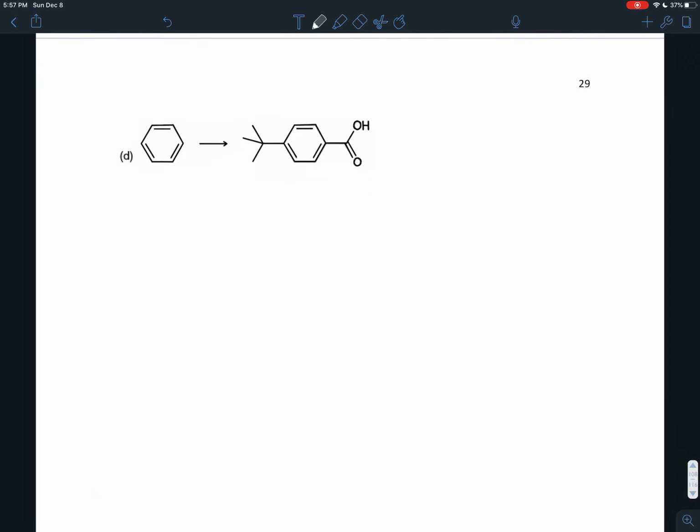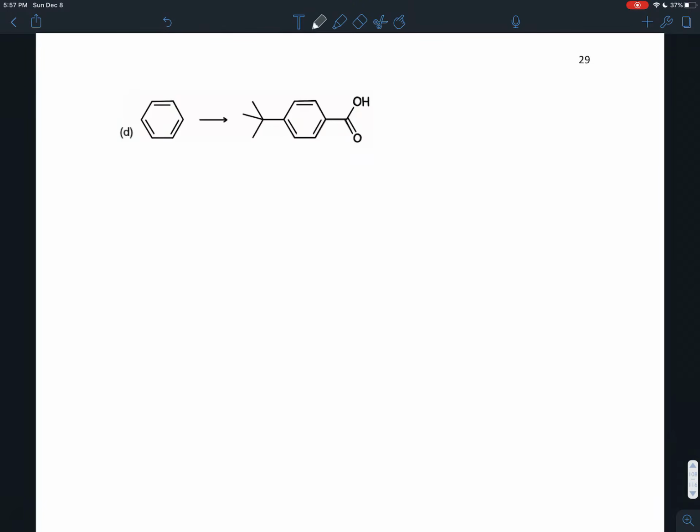So once you have all those memorized, that's just the first step. The second step is learning how to piece them together. And that's what we're trying to do in these exercises. So in this one, we start out with just pure benzene, nothing on it. And we end up with a tert-butyl group added and also a carboxylic acid added.